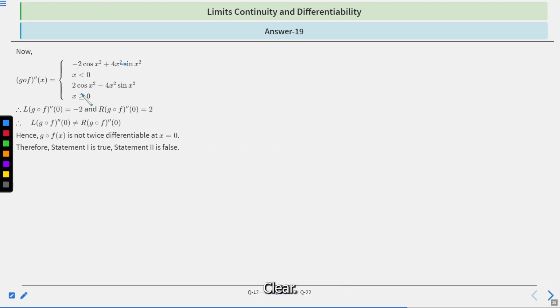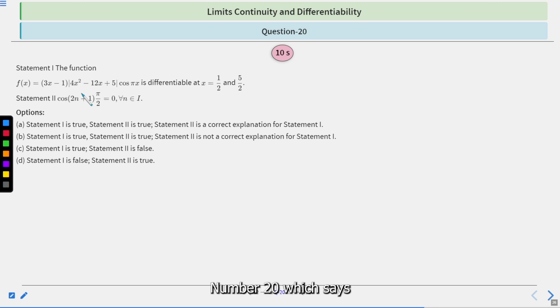Clear? Let's move to the next question, question number 20, which says statement 1: f(x) = (3x − 1)|4x² − 12x + 5| cos πx is differentiable at x = 1/2 and 5/2. And statement 2 says cos((2n+1)π/2) is equal to 0 for all n belonging to I. Clear? So again, you have 10 seconds to solve this question. After 10 seconds, we will discuss the solution.